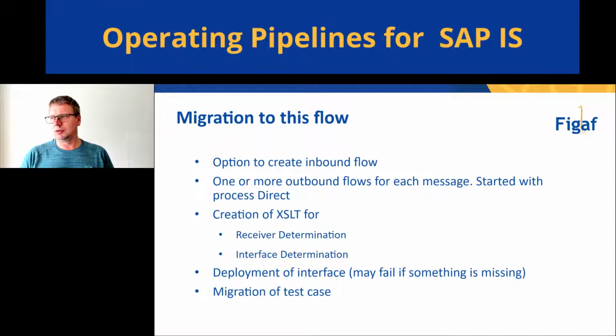So we will do a migration of an ICO, we will do testing, and we will work all the way through how to handle this, how to transport all of these artifacts into our productive or QA system.